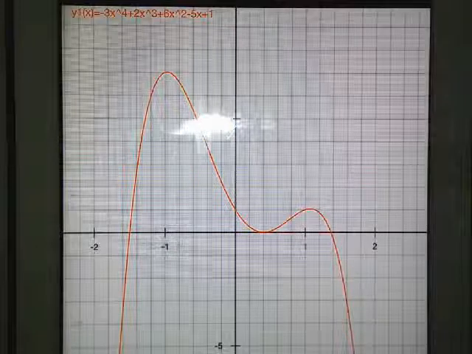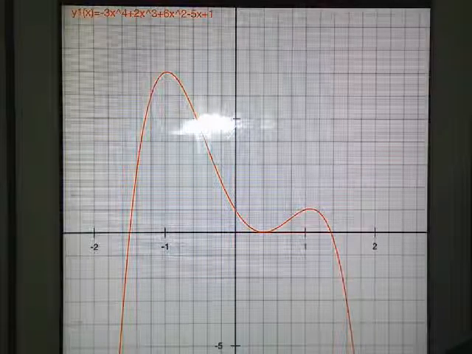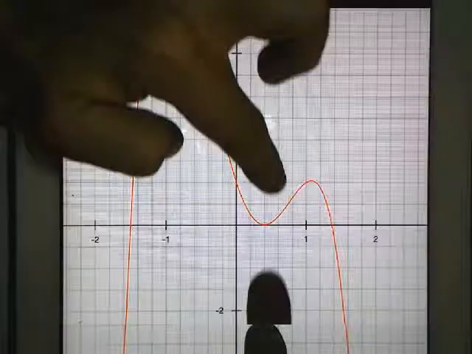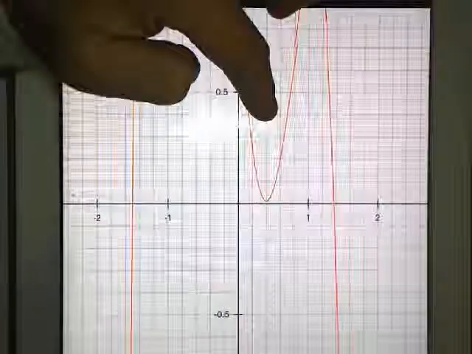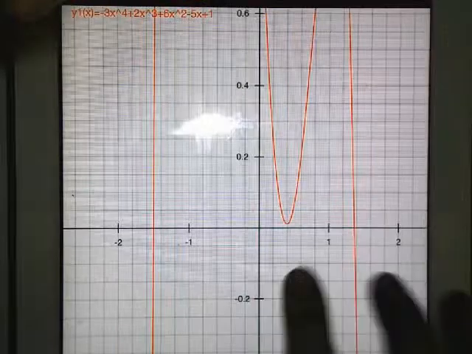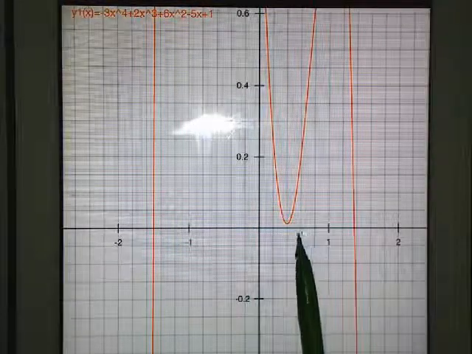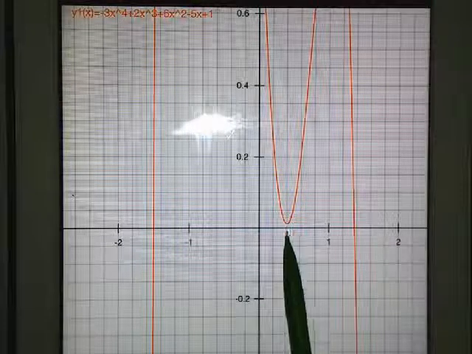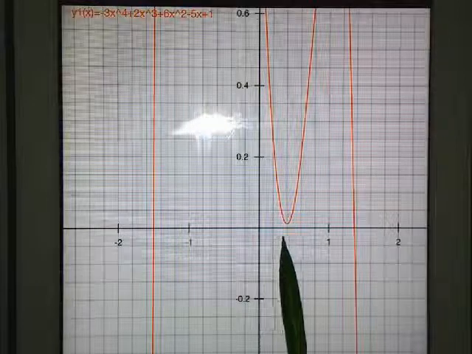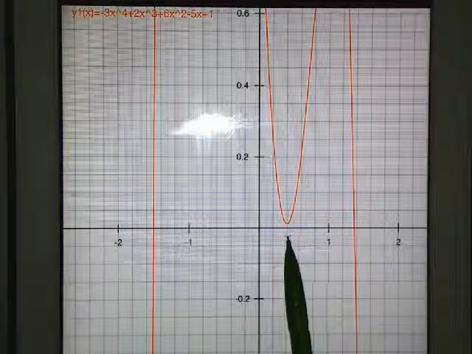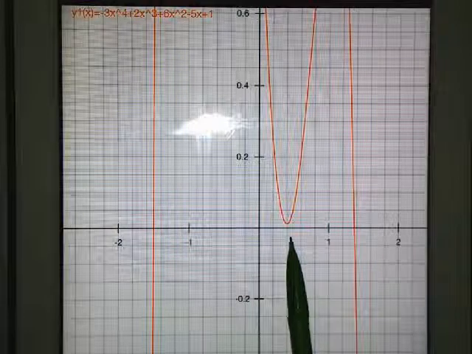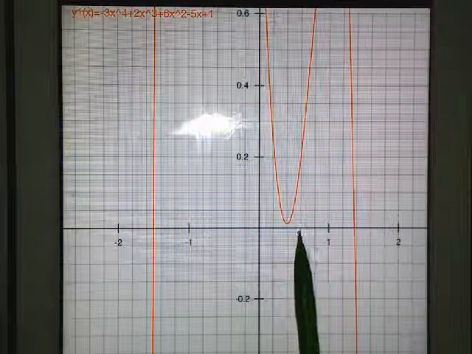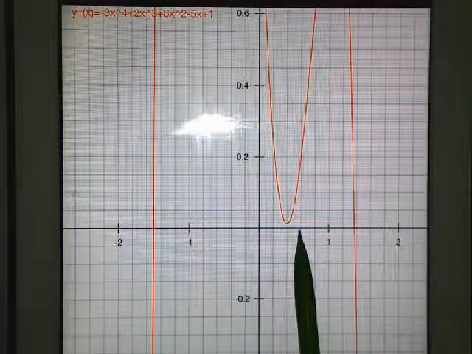It also wants you to be careful to show all x-intercepts. And the reason why is because if you zoom in here to this local extrema, this minimum, you can see it gets really low, but it doesn't actually cross the x-axis. So you need to be very, very careful when you graph this in your calculator to make sure that you know how many zeros there are.